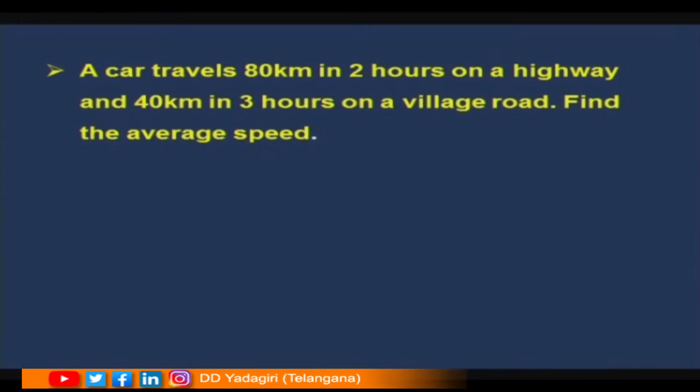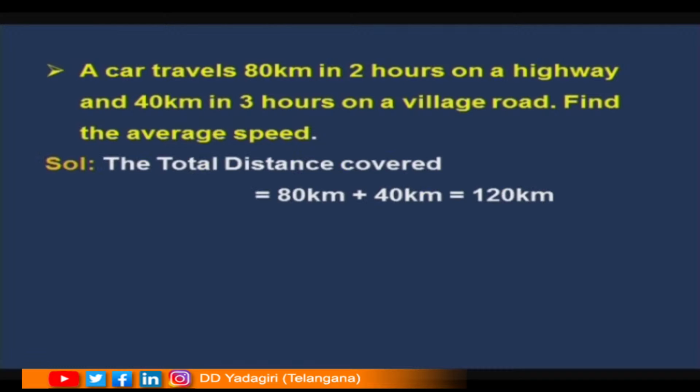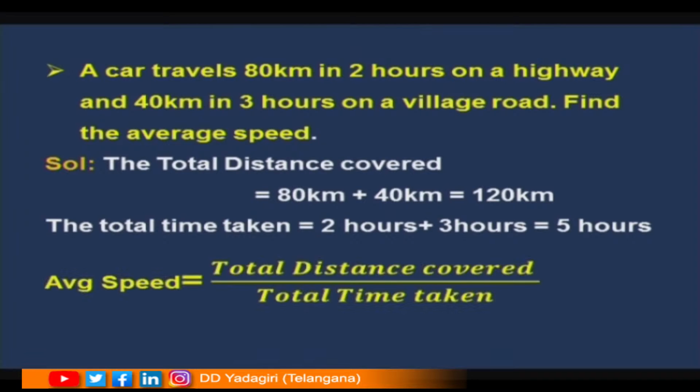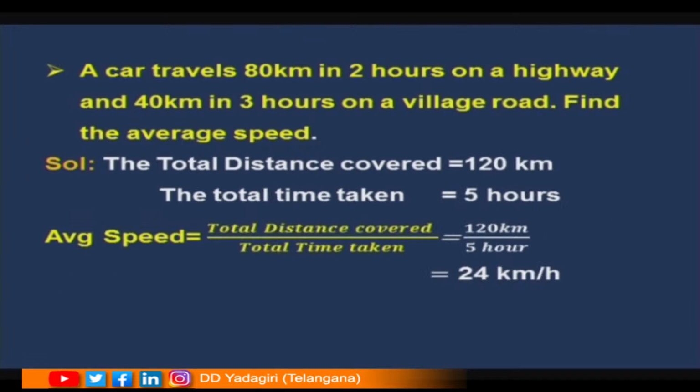Consider another example. Here, a car travels 80 km in 2 hours on a highway and 40 km in 3 hours on a village road. Find the average speed. The total distance covered is 80 km and 40 km, which is 120 kilometers. The total time taken is 2 hours and 3 hours, total 5 hours. The average speed is equal to total distance covered by total time taken. So, 120 kilometer by 5 hours gives us 24 kilometer per hour. So, the average speed of the car is 24 kilometer per hour in this 5 hours.